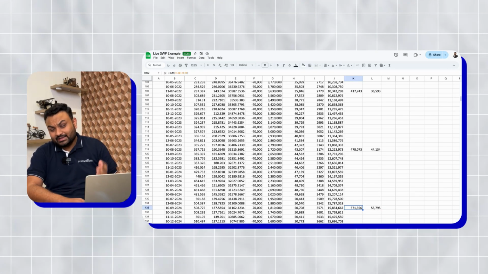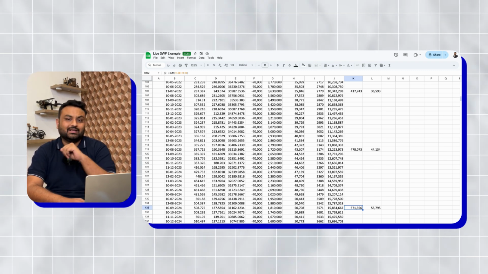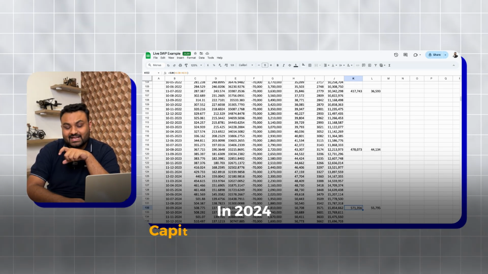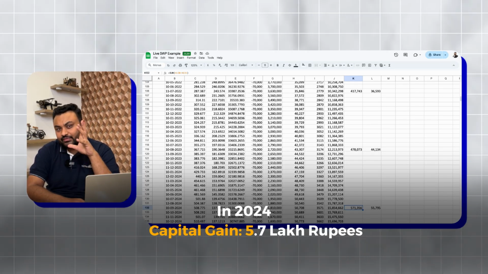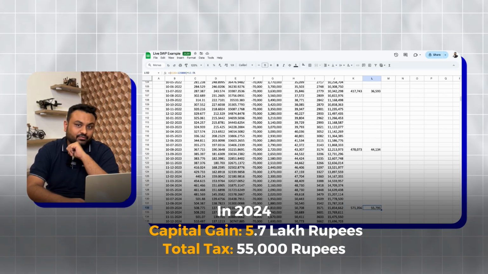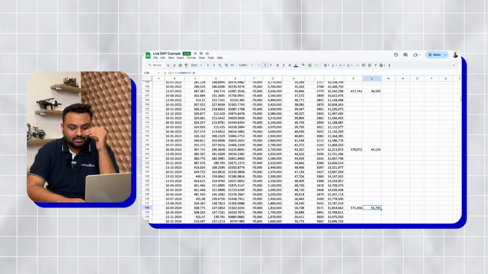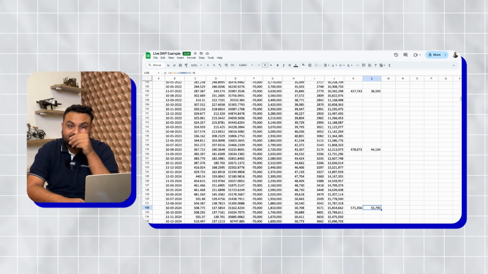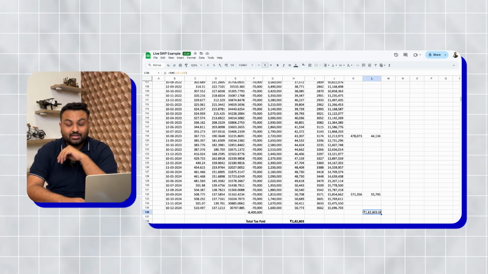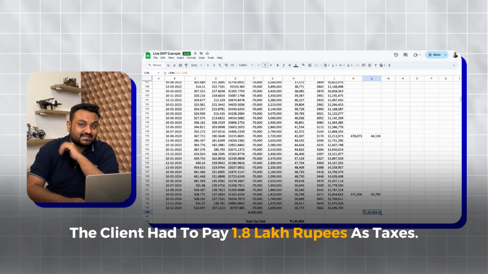And if we come to the latest numbers, which is almost of the last month of December, the total capital gains as of that day is somewhere around 5.7 lakhs, and the total tax to be paid will be somewhere around 55,000 only. So if you see from this illustration, the tax liability kept on increasing over the period of 10 years. And if I actually total it down, over 10 years, the client had to pay 1.8 lakh rupees as taxes.